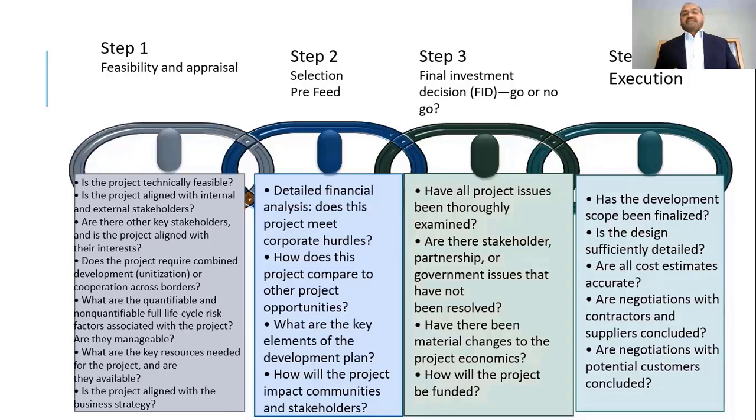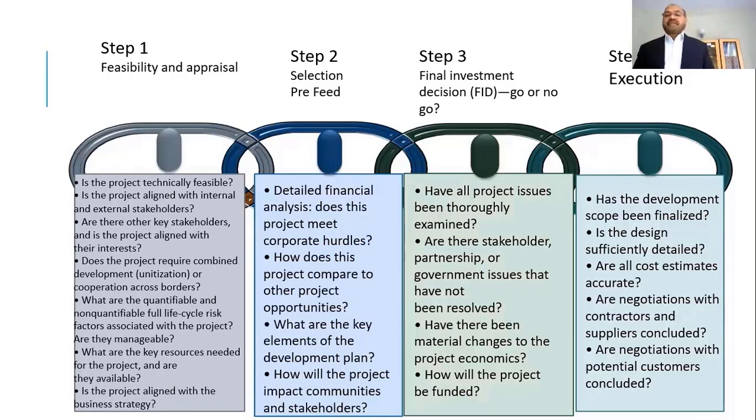Have there been material changes to the project economics? Will the project be funded? So these are the very important things. After that, the execution phase starts, where detailed things are checked: has the development scope been finalized, or does it have to be frozen? Is the design sufficiently detailed? Layouts and everything are available?